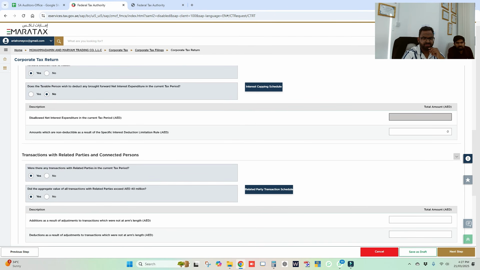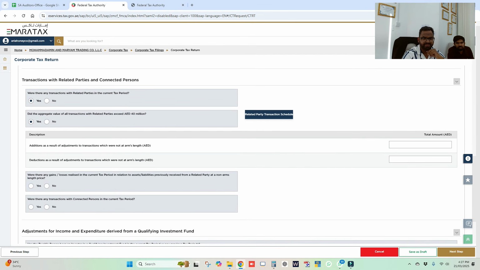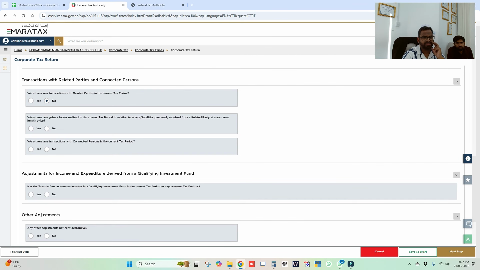In this case, no, the transfer pricing rules are applicable here. No. Were there any gain or loss realized in the current tax period in relation to the asset and liability which is received from the related party at a non-arm's length price? Were there any transactions with the connected person? Who are the connected persons? You have to see as per the UAE corporate tax laws.